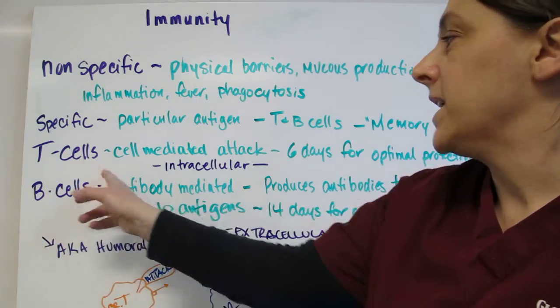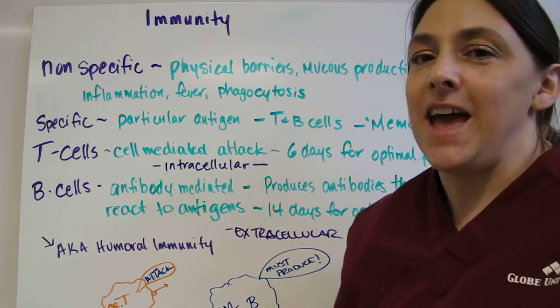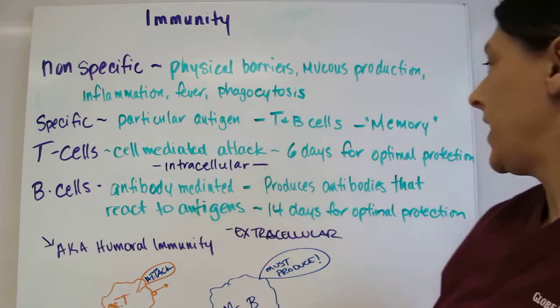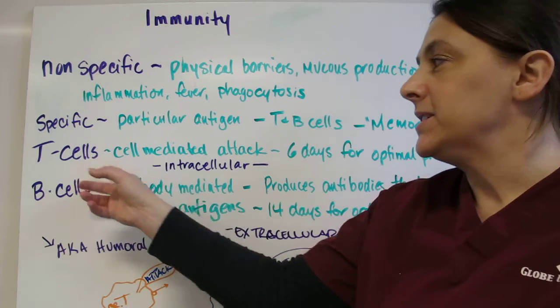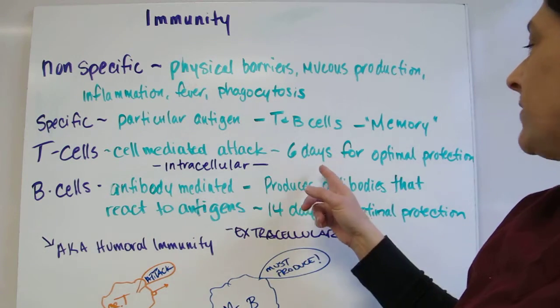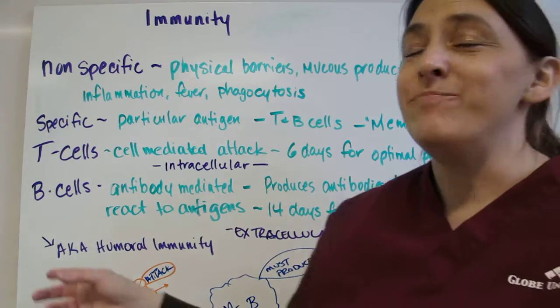So we have T cells, and basically T cells is cell-mediated attack, and this is what happens intracellular in the cells, okay? When your T cells are activated or you're trying to stimulate the T cells, it takes about 6 days for optimal protection. Then we have B cells.